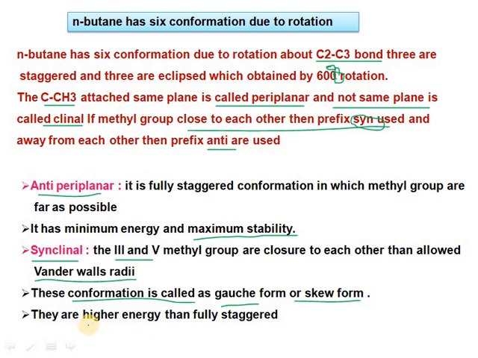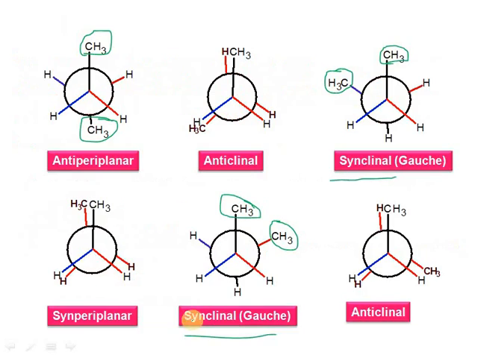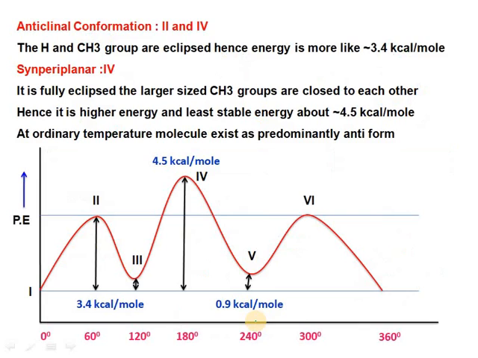They have higher energy than the fully staggered one. Now we compare these structures with the anti-periplanar one. In the anti-periplanar, the larger bulky methyl groups are opposite each other, but in these structures the methyl groups are nearly next to each other, and therefore they can produce interactions between the two methyl groups. Such interactions are called gauche interactions.